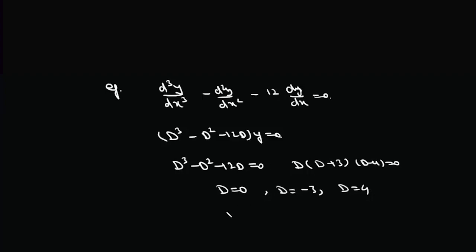So corresponding to d equals 0, we'll have e to the power 0x. Corresponding to minus 3, we'll have e to the power minus 3x, and corresponding to 4, we'll have e to the power 4x. And since all of them are distinct, the general solution will be c1 e to the power 0x, which is 1, plus c2 e to the power minus 3x plus c3 e to the power 4x, and that is the answer to this question.